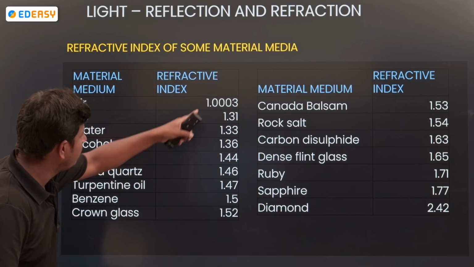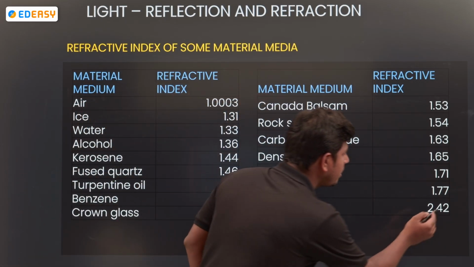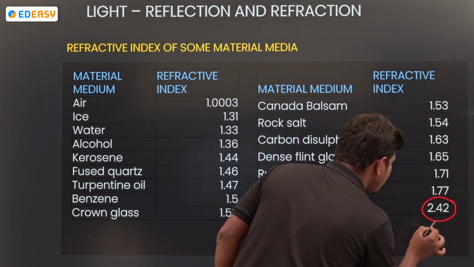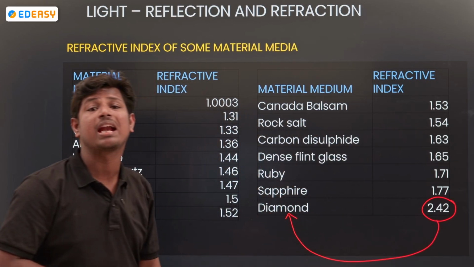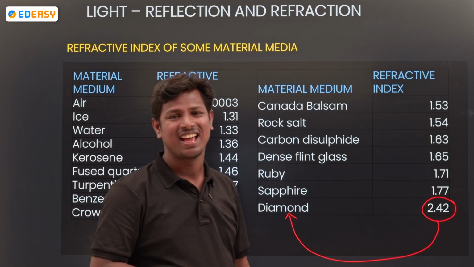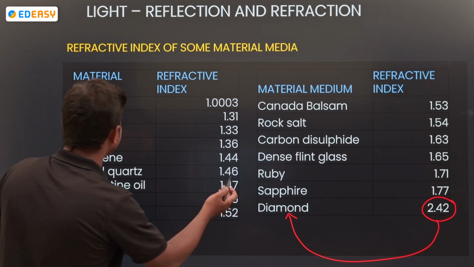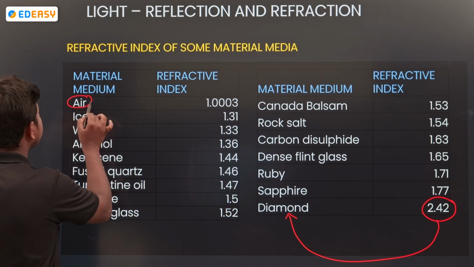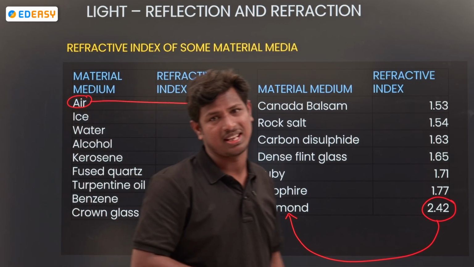See, which has the highest refractive index? Look here: 2.42. Which one? Diamond has the highest refractive index. Diamond is the topper in refractive index. And which is less? Look at that, air has a lower refractive index compared to the other materials.